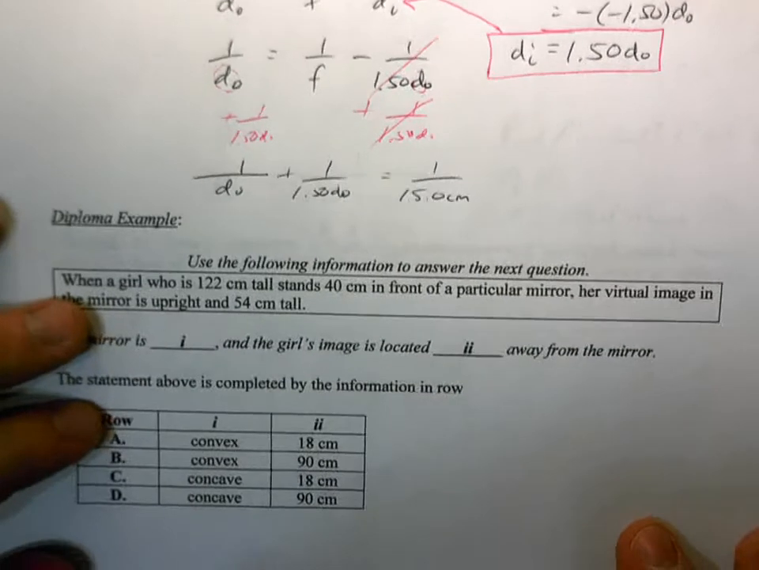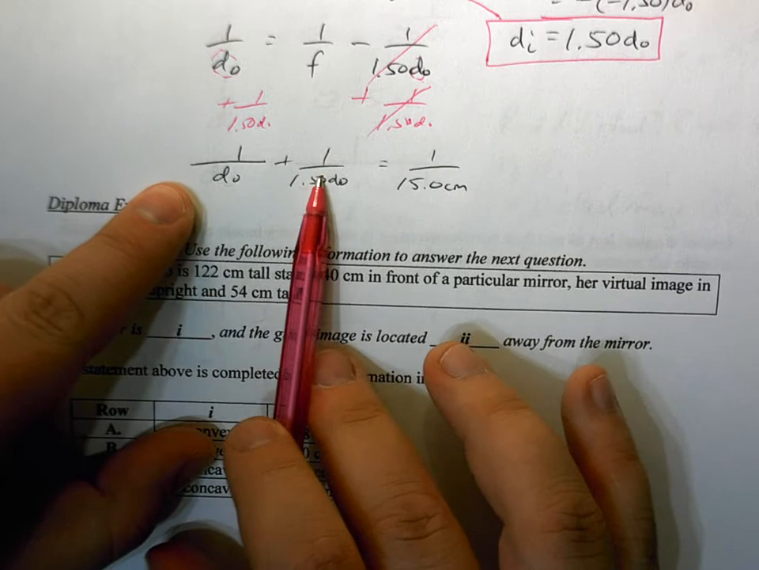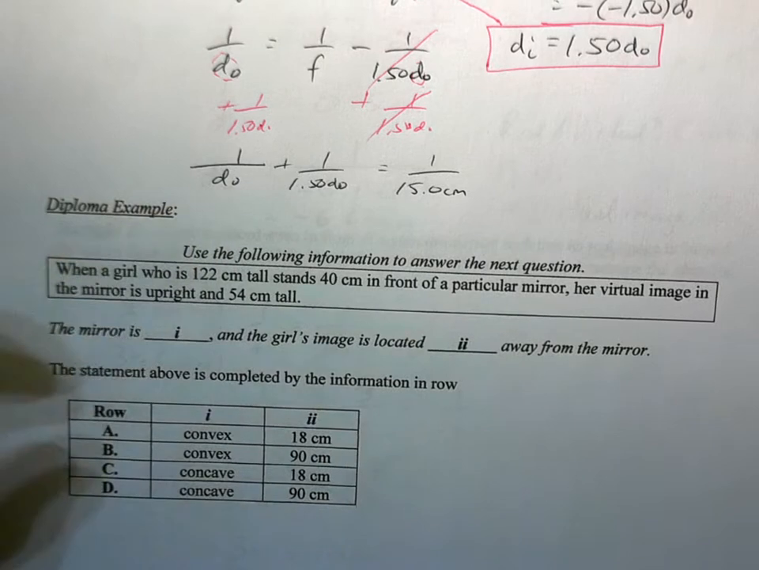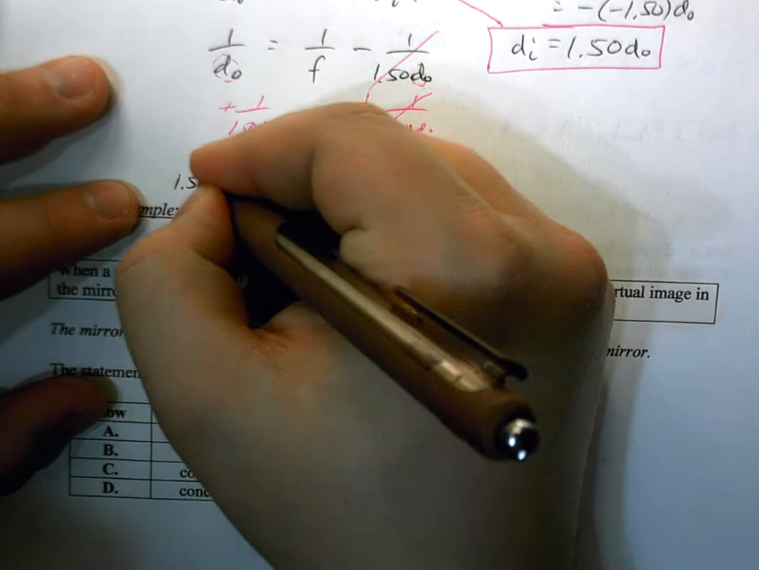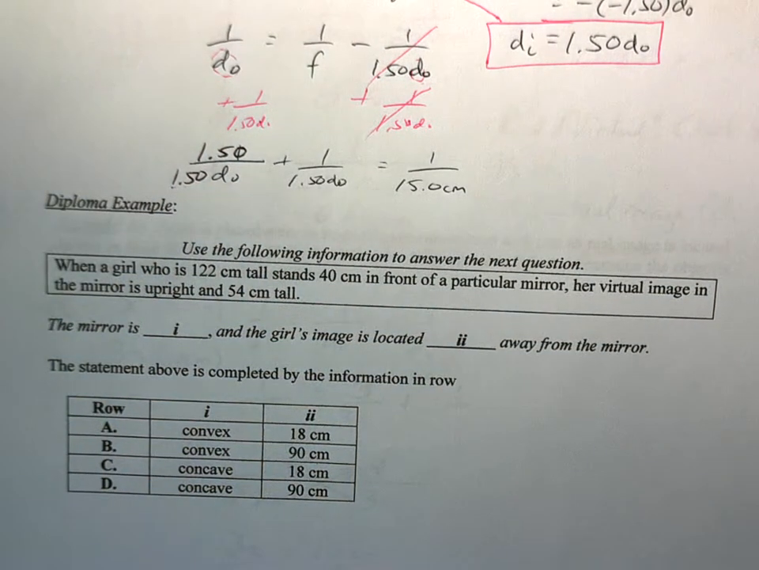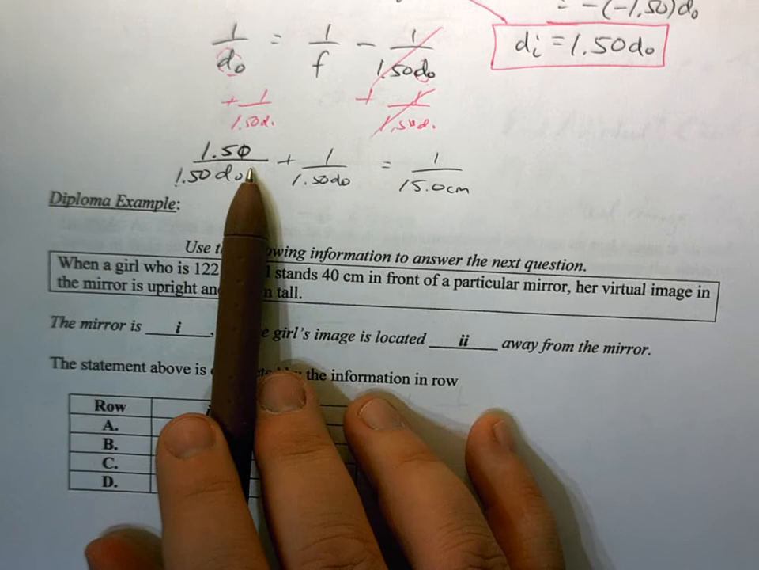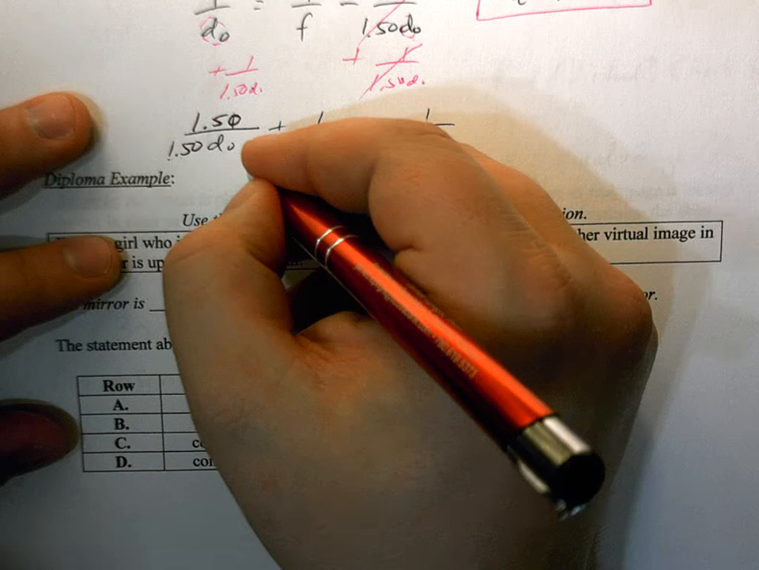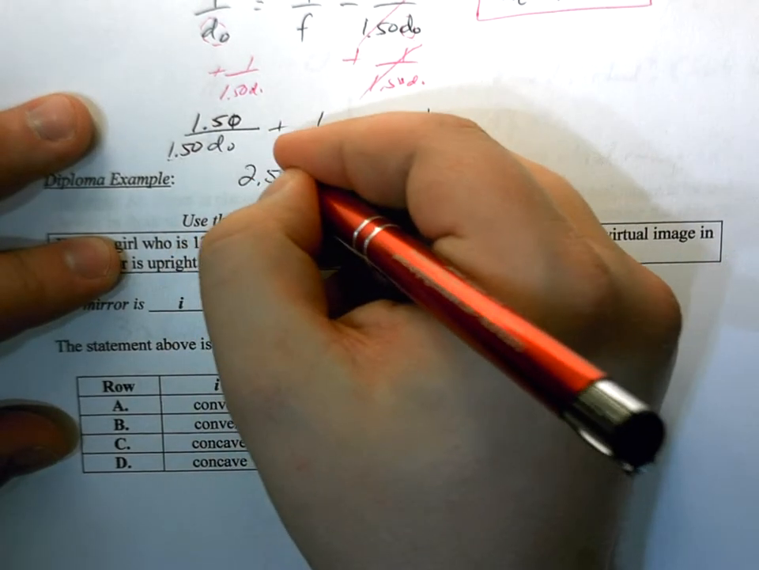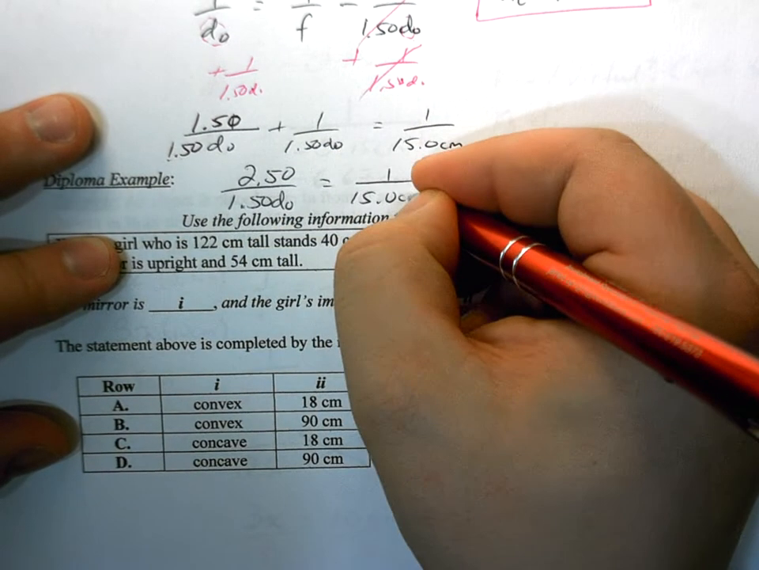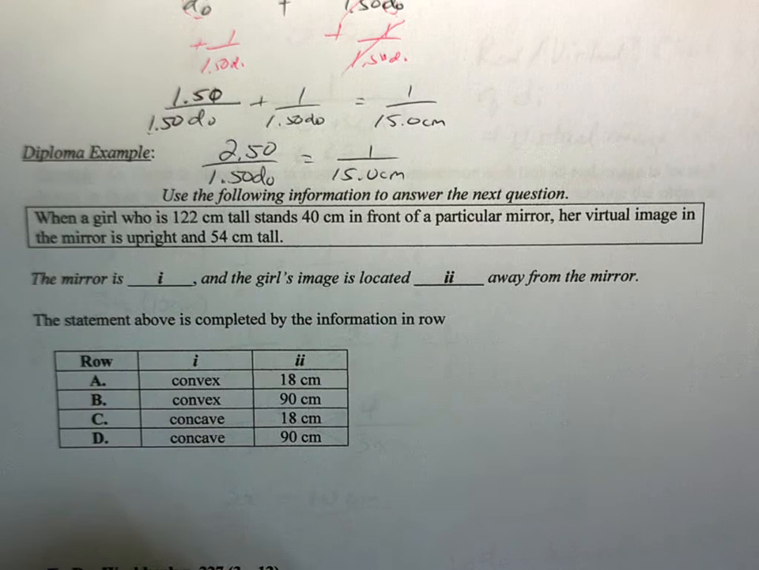Now, once again, like the last time, this almost looks similar, but we don't have a common denominator. I have a DO here, and I have a 1.50 DO here. What we can do is make this a common denominator. We got 1.50 DO there, which means we're going to put 1.50 up top. So now I have a common denominator of 1.50 DO, and up top I have 1.50 plus 1, which is 2.50, over 1.50 DO, and then we have that over 15 centimeters. Like I said, I did some extra work that didn't actually help me out. Probably should have been a bit more careful. It is what it is.